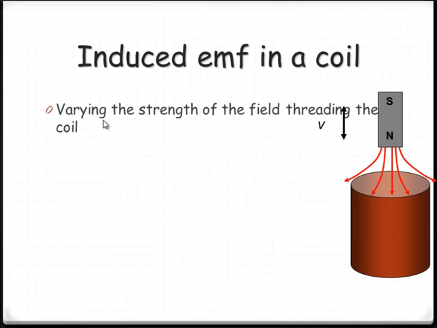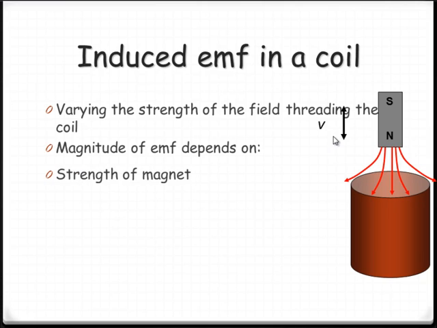Basically, the magnitude of our induced EMF depends on the varying strength of this field. Use a stronger magnet, then you're going to induce a larger EMF. If we bring this in slowly as opposed to bringing it in quickly, then we're going to get a smaller EMF. So velocity also affects the size of the EMF we're going to produce.